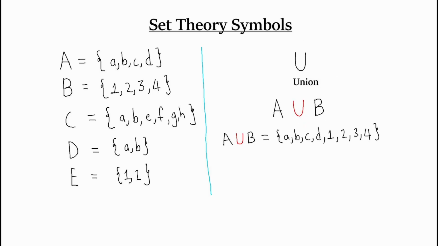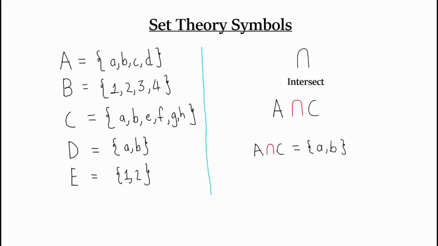Union means combining the sets. So let's say we have set A union set B. That will be open curly bracket, lowercase a, lowercase b, lowercase c, lowercase d, 1, 2, 3, 4, closed curly bracket. Now let's look at the intersect symbol. This shows the elements that are common between the sets. For example, A intersect C is open curly bracket, A, B, closed curly bracket.